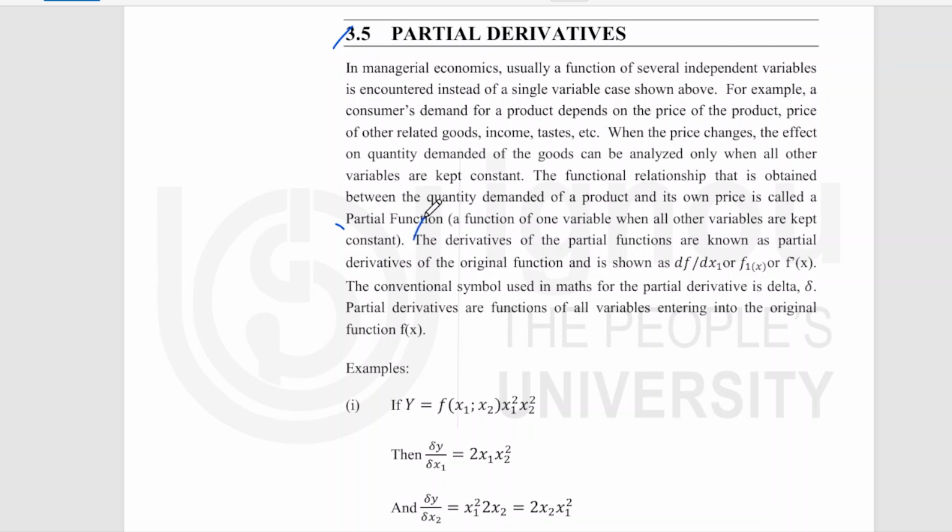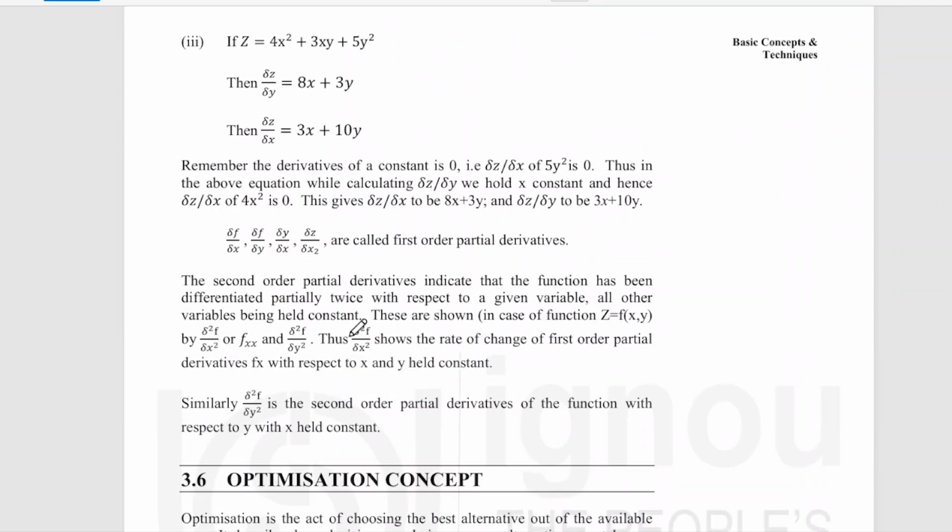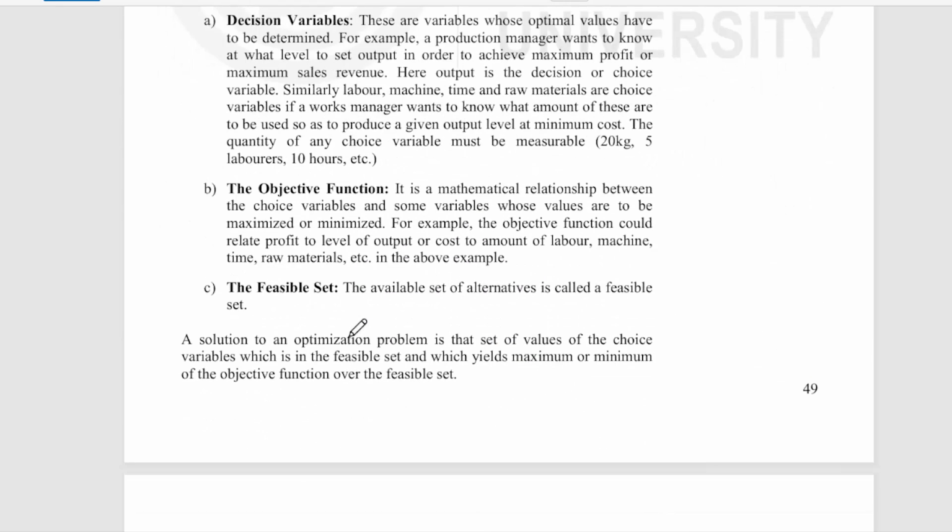The derivatives of the partial function are known as the partial derivatives of the original function and are shown like this. So this is the equation, and the conventional symbol used in maths for partial derivatives is delta. Partial derivatives are functions of all variables entering into the original function, that is f of x. Here is an example. Please go through your IGNOU study material; you will get the equation, explanation, everything.